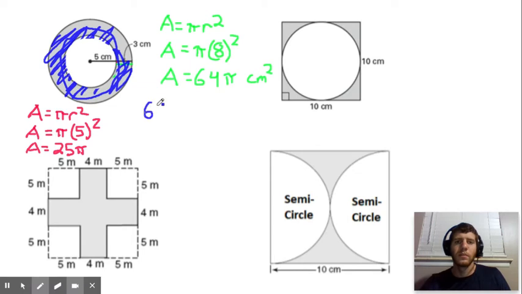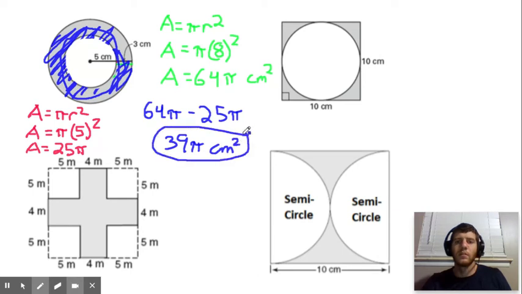So we have 64 pi. Subtract away 25 pi, which is about 78. So it's really like 201 minus 78. That's going to give us, that's 59 and 49, 39. So 39 pi centimeters squared would be the area of our shaded region.